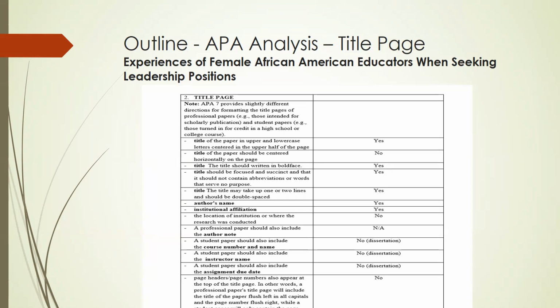It did not contain an author's note, which is not required for this paper. The student paper should have included the course number and name. It should have included the instructor's name and an assignment due date. It did not include either of those. Let's take a look at the abstract.